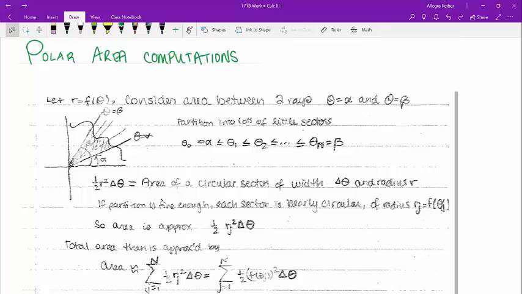I also recommend Khan Academy has a nice video where he animates all this by hand and you can see him drawing as we go. So I highly recommend looking at that as well.